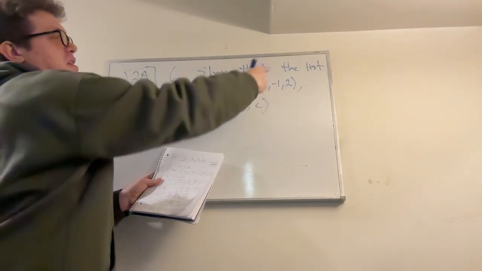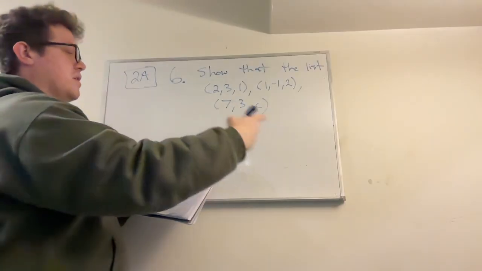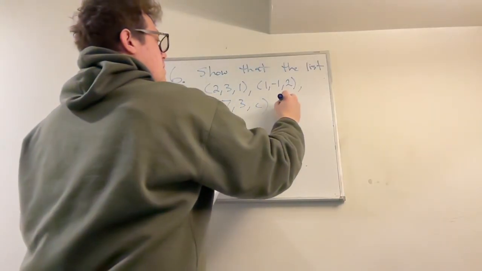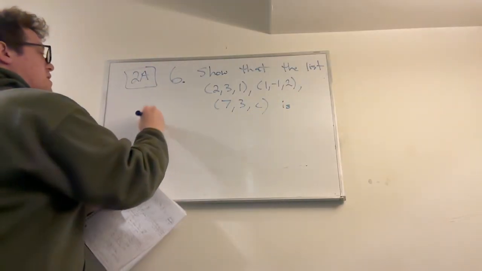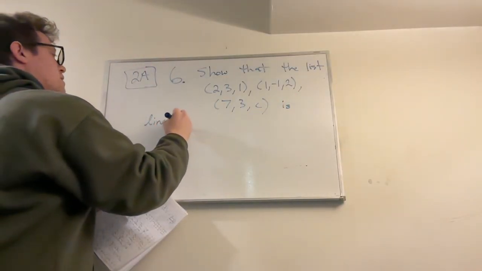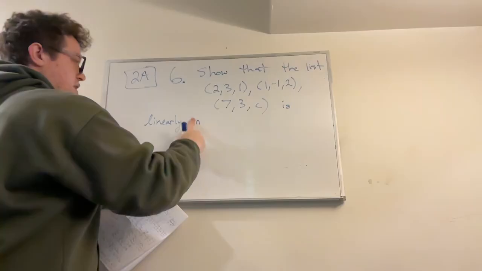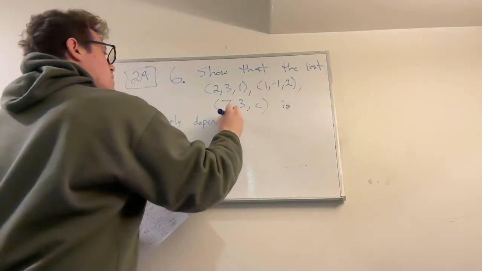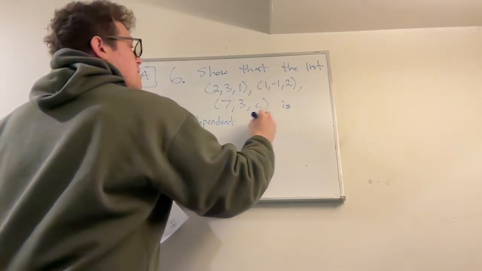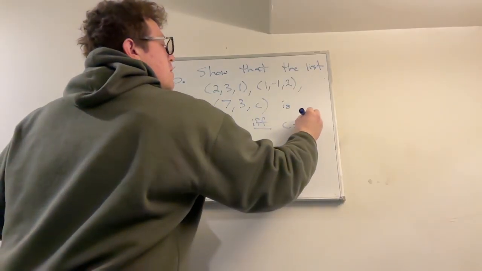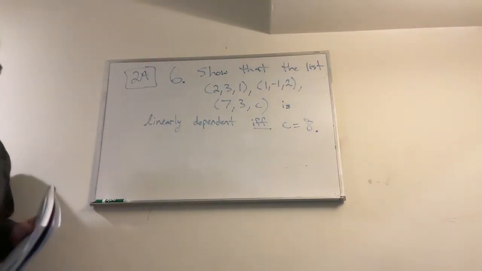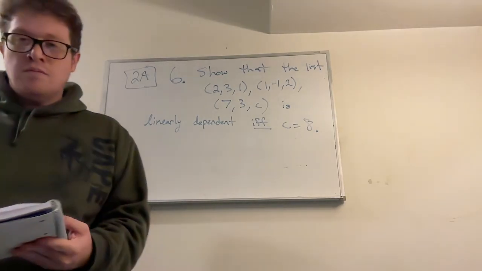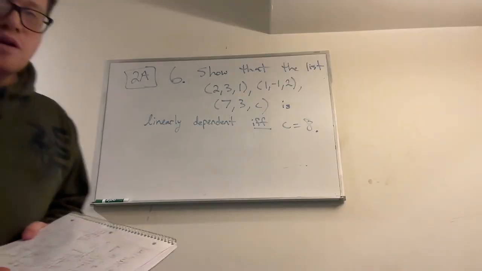Sorry, we want to show that this list is linearly dependent if and only if this last number c is equal to 8. So this is linearly dependent if and only if c is equal to 8.